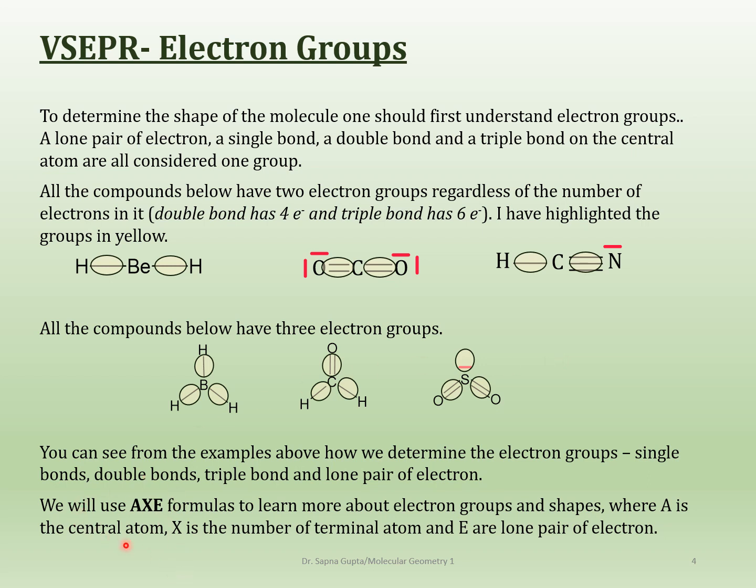I'm going to teach you how to use AXE formulas to determine these electron groups and shapes. If you learn the AXE formula, trust me, you're going to be on the right path to learning this very well, because the AXE formula gives you a lot of information about a molecule. What is the AXE formula? A is the central atom, X is the terminal atom, and E is the lone pair of electrons. So in the case of sulfur dioxide here, this is A, this is X, and this is E.